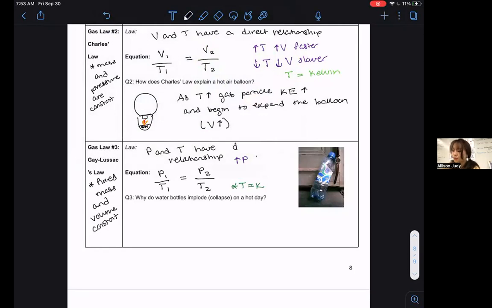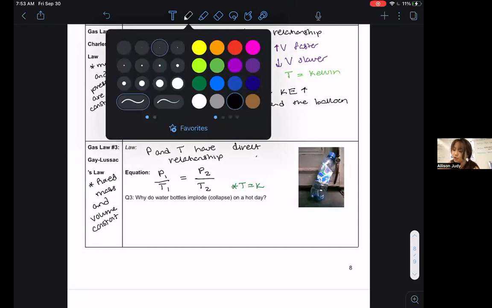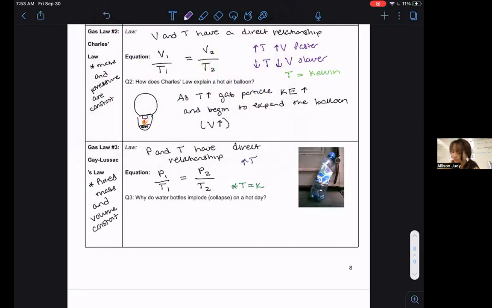Pressure and temp have a direct relationship, because, and I'm gonna actually start from the other side, when I increase temperature, I increase pressure. And when I decrease temperature, I decrease pressure. Okay, so let me repeat that now in one concise manner.